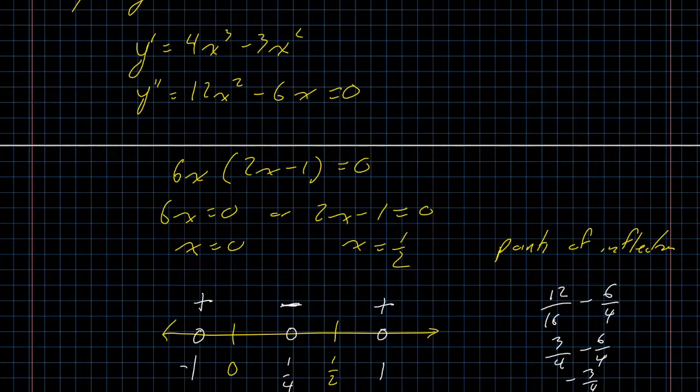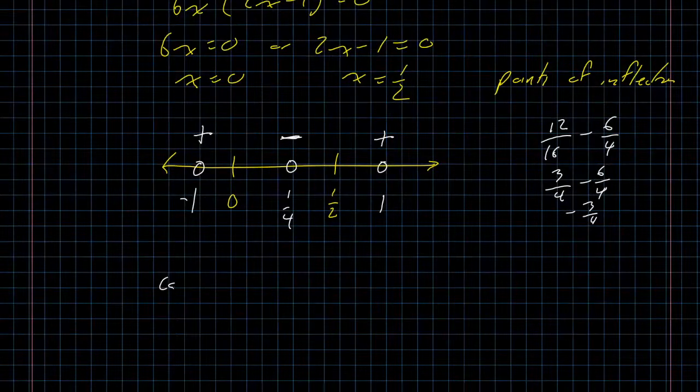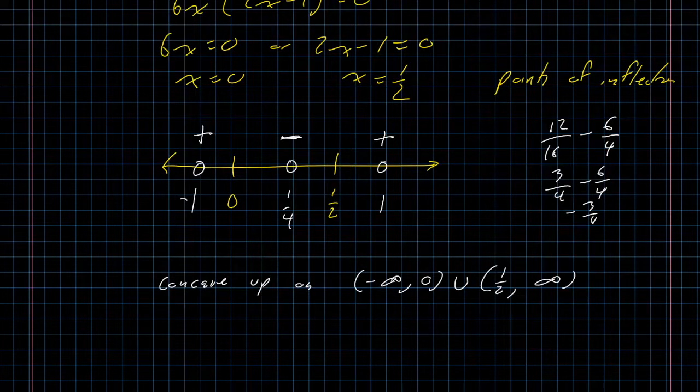And so we can say that on the interval from -infinity to 0, and from 1/2 to positive infinity, that's where the second derivative is positive. That's where this thing is concave up. And then in the space between, from 0 to 1/2, we are concave down.